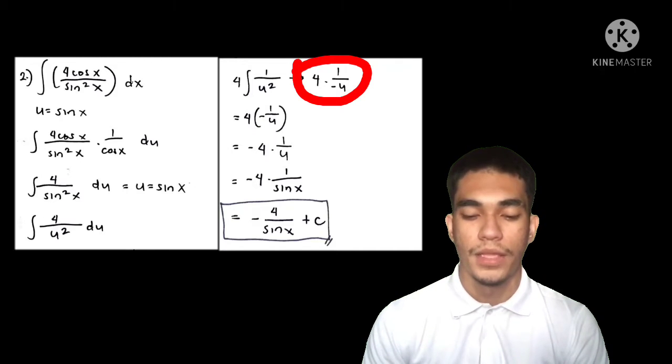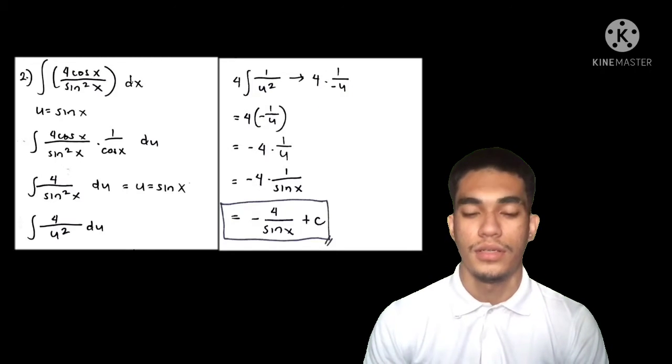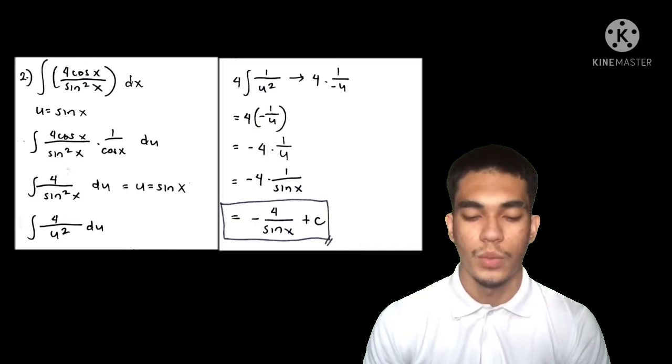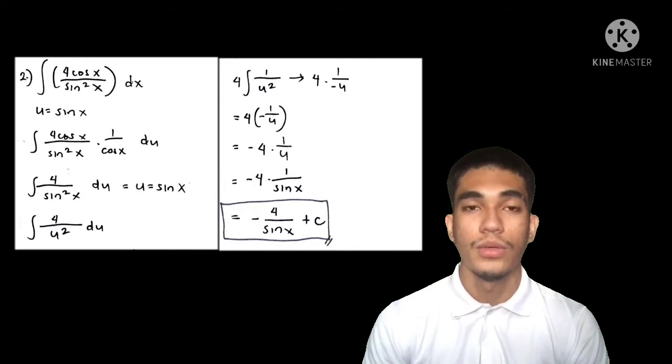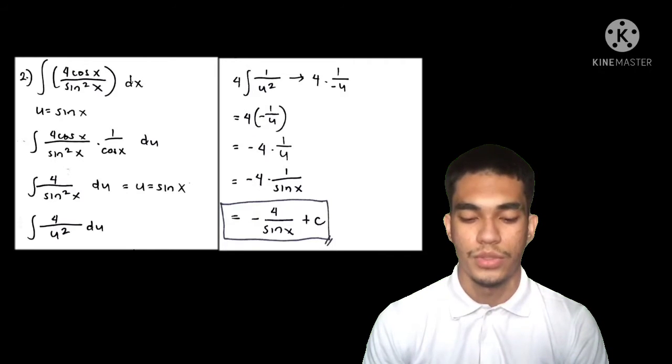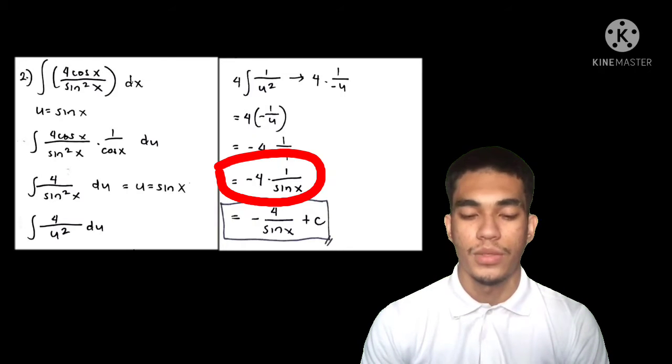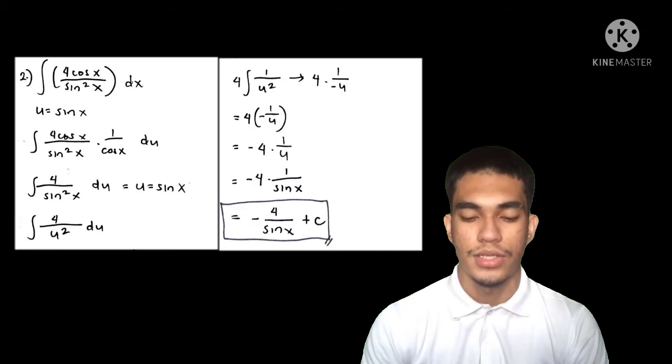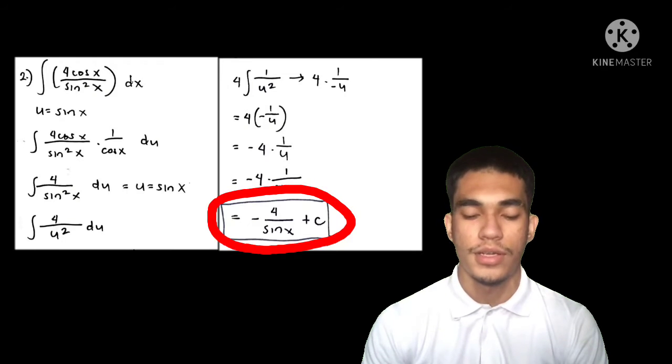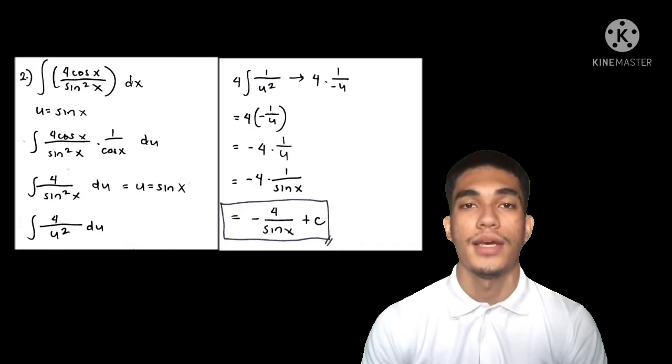So now we have 4 times 1 over negative u. We can write this as 4 times negative 1 over u. Now we will have negative 4 times 1 over u. Now we can substitute back the value of our u, which is sine x. Now we have negative 4 times 1 over sine x, which is equal to negative 4 over sine x plus c. And that is our final answer.